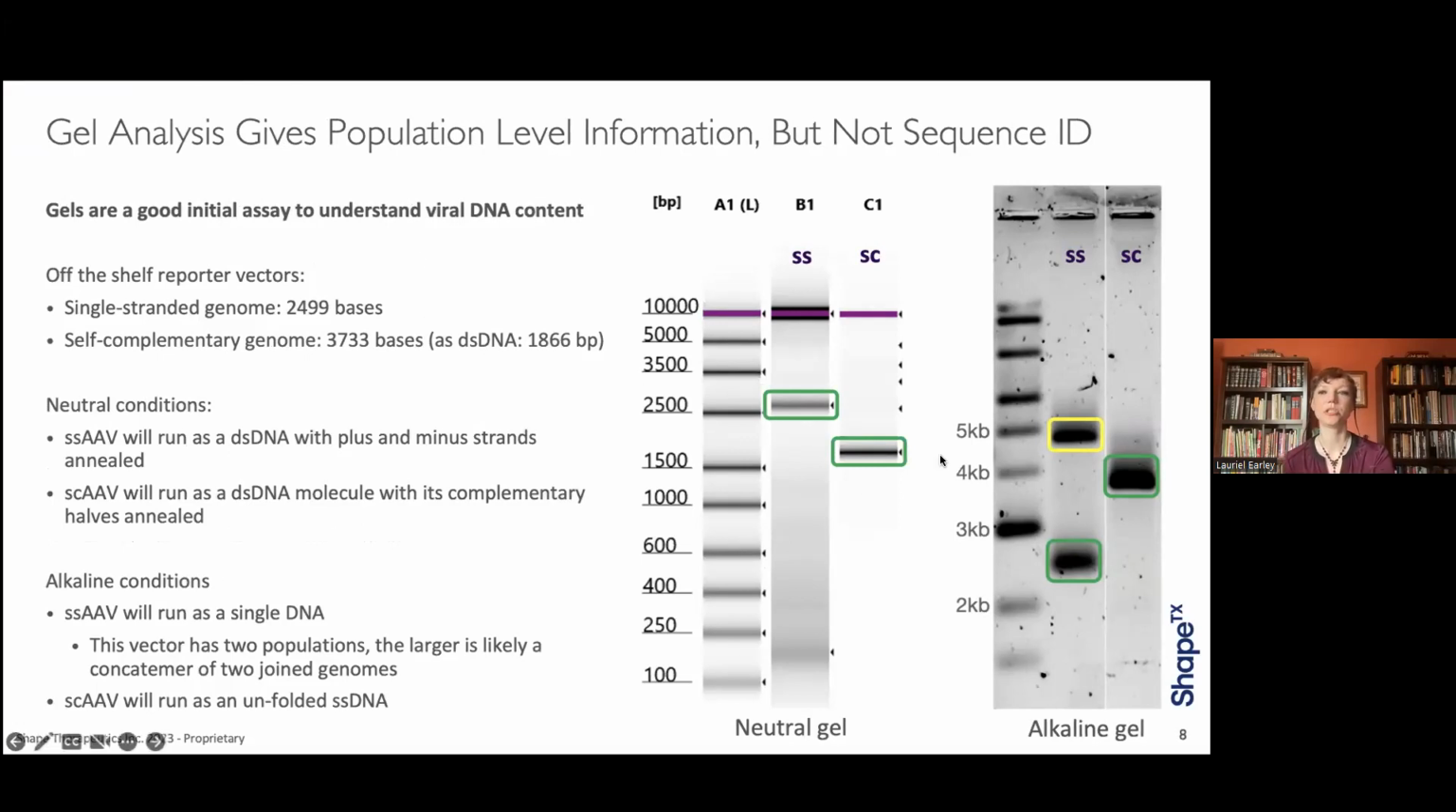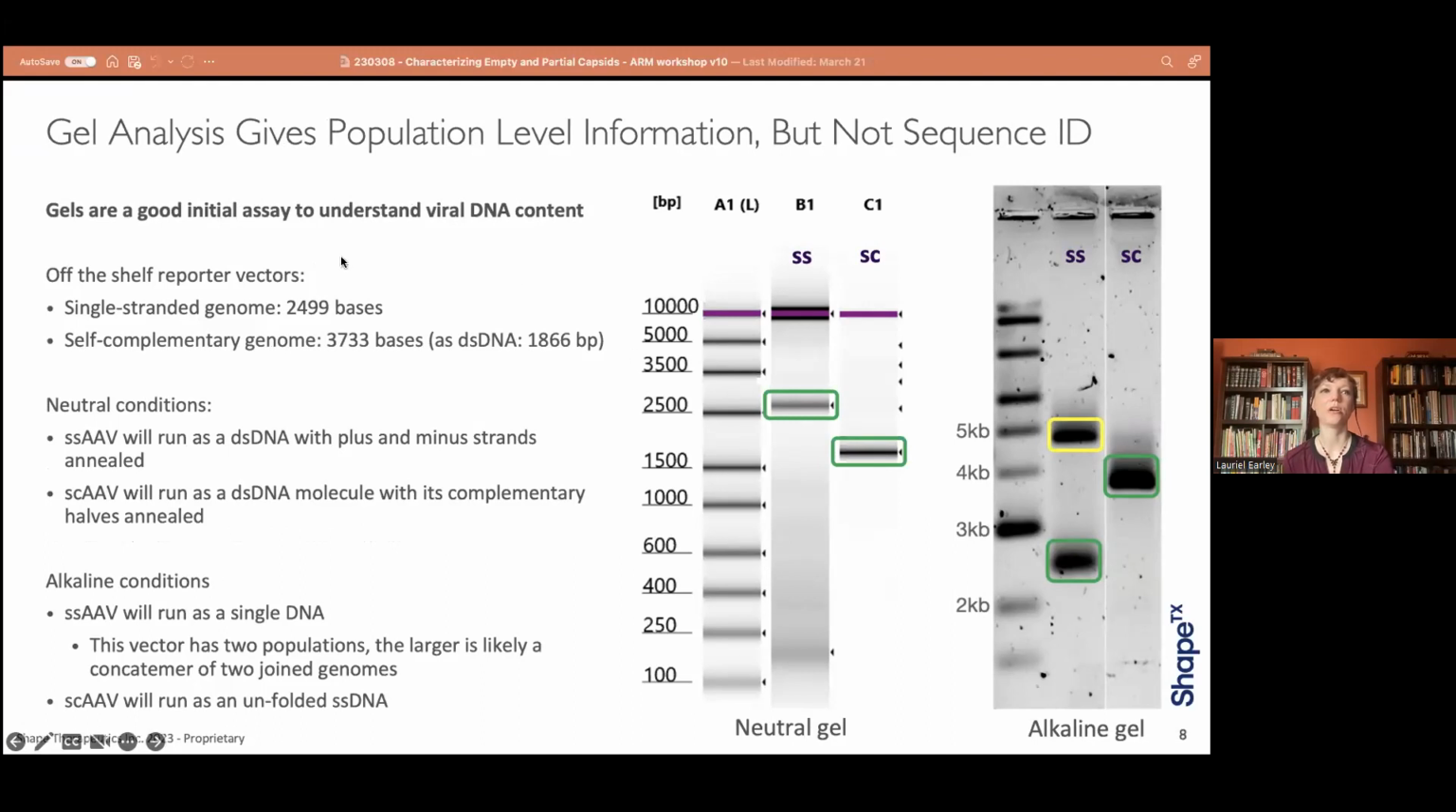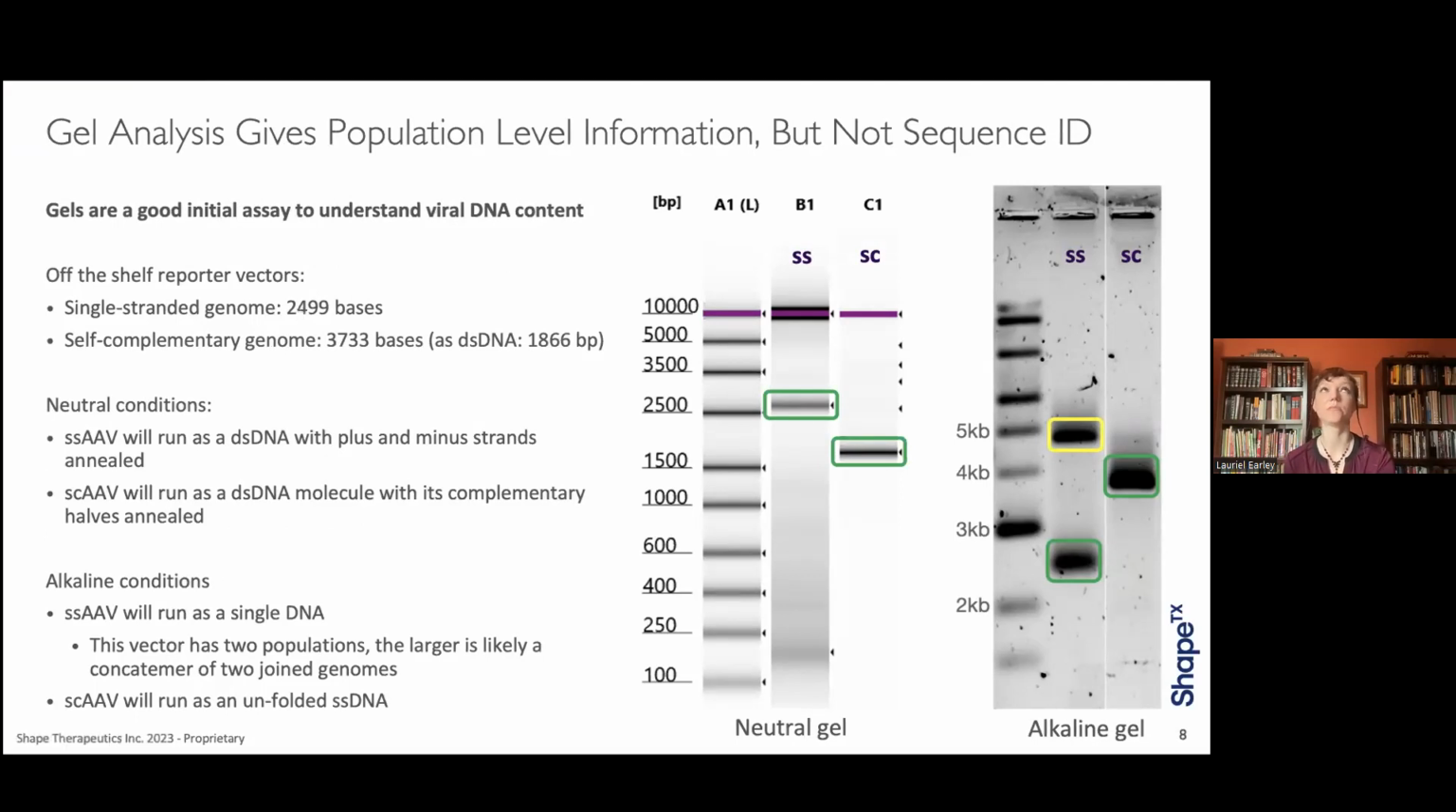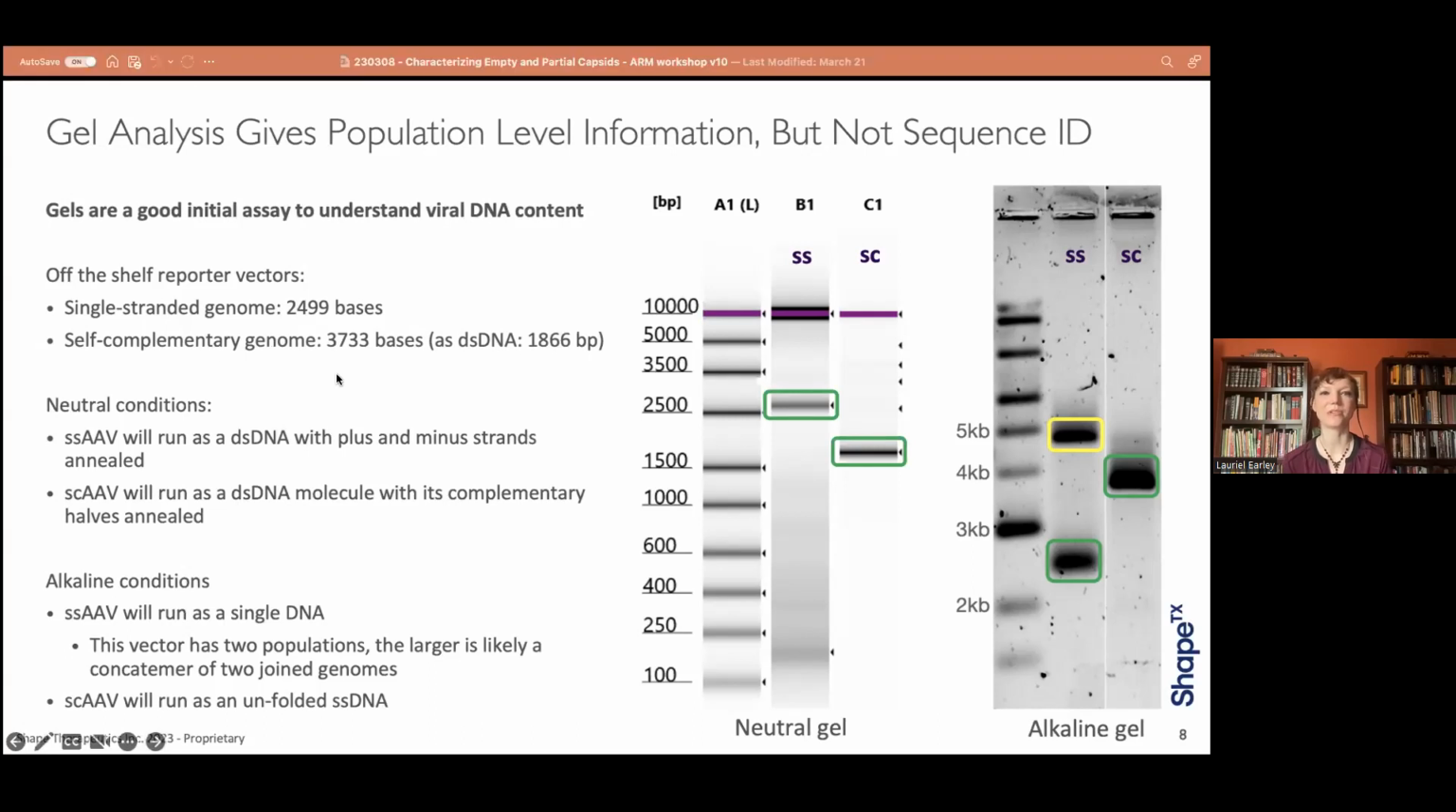So these gels here, both neutral and alkaline, are from off-the-shelf reporter vectors. One is a single-stranded genome that's quite small for AAV. It's 2,499 bases. And the other one is a self-complementary at 3,733 bases. And the important part here is that when it's in its complemented form, it'll be smaller at 1,866 base pairs.